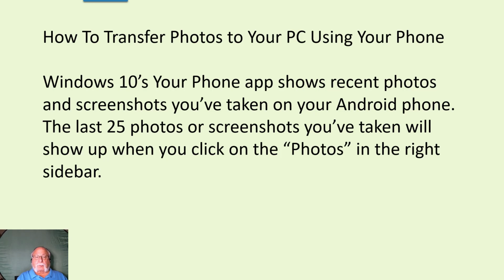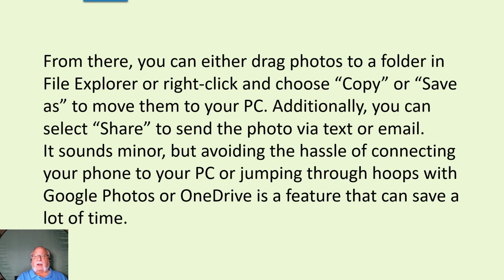Windows 10's Your Phone app shows recent photos and screenshots you've taken on your Android phone. The last 25 photos and screenshots you've taken will show up when you click on Photos on the right sidebar. From there, you can either drag a photo to a folder in File Explorer or right-click and choose Copy or Save As and move them to your PC. Additionally, you can select Share and send the photo via text or email. It sounds minor, but avoiding the hassle of connecting your phone to your PC or jumping through hoops with Google Photos or OneDrive is a feature that can save a lot of time.